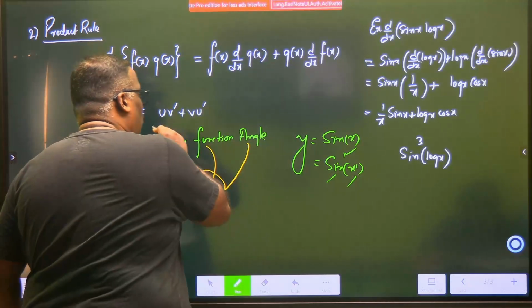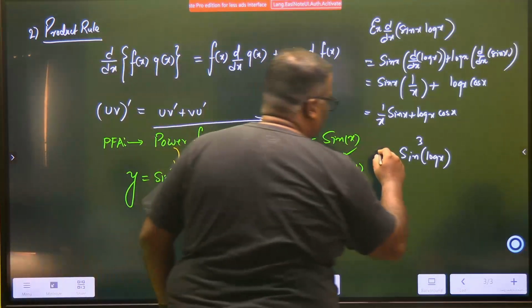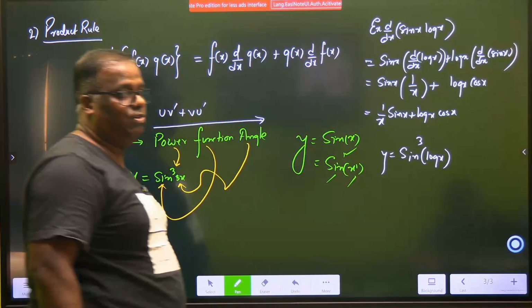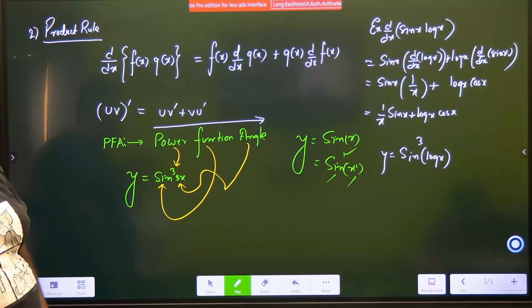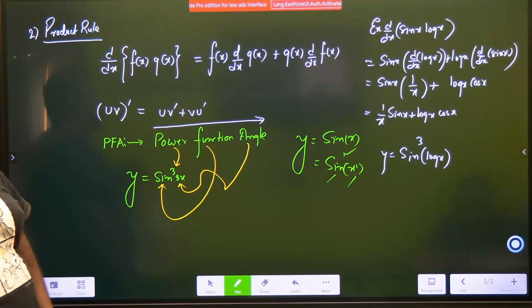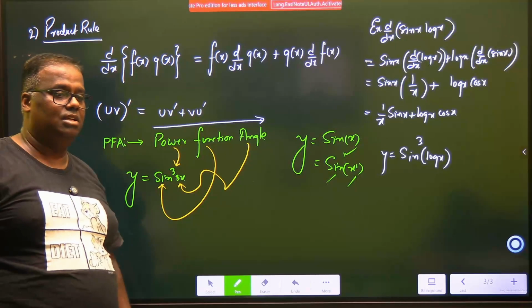And this is the order in which you will solve a problem when PFA problems come. Power, function, angle. First power will be dealt. Then what will be dealt? Function will be dealt. Then what will you deal? The angle. The angle is dealt at the last.